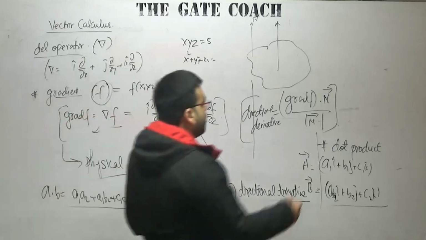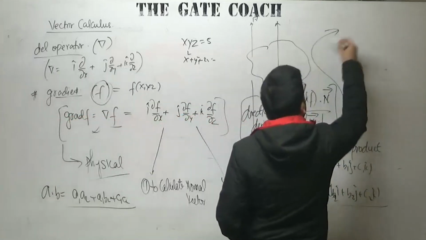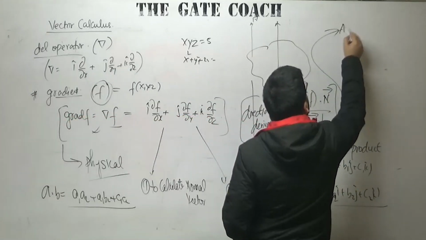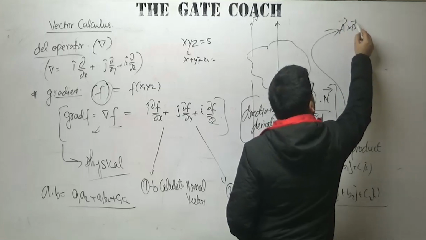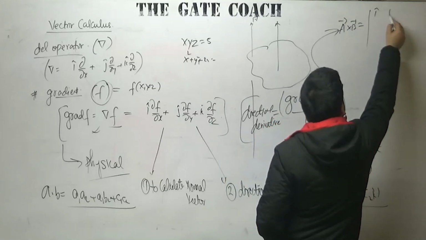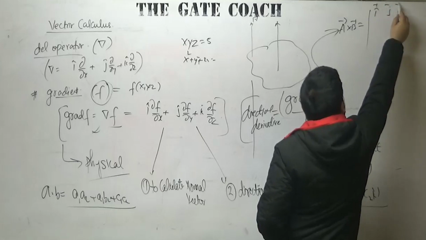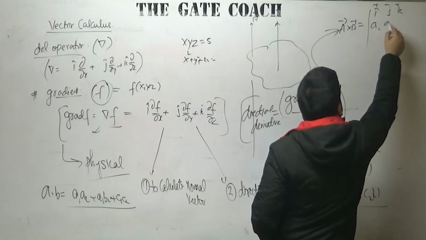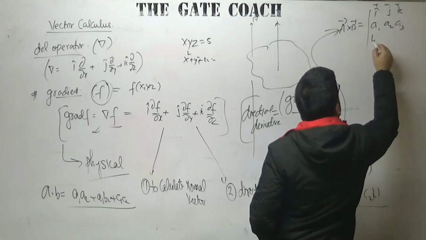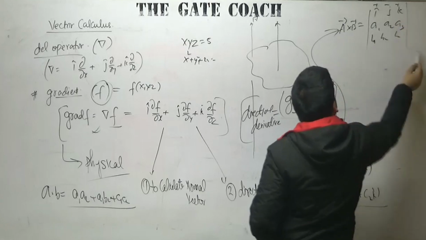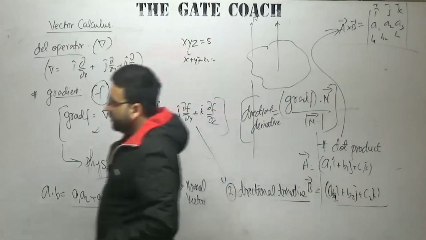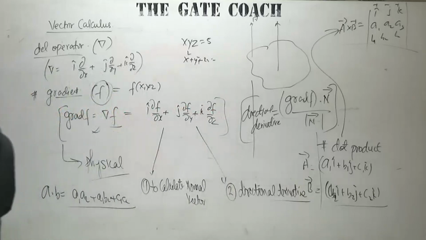Similarly, how to calculate the cross product? This also I have told you in fluid mechanics. Let us say we have A vector cross B vector. You just make a determinant of it: i, j, k, with signs plus, minus, plus, then A1, A2, A3 and B1, B2, B3. That is how we calculate the cross product. This no need to tell you. You already know how to calculate the dot product and the cross product.